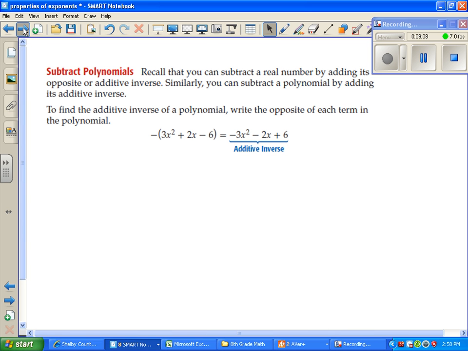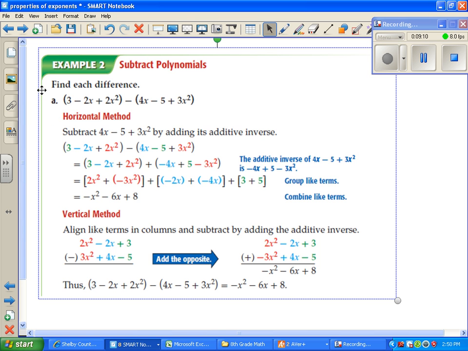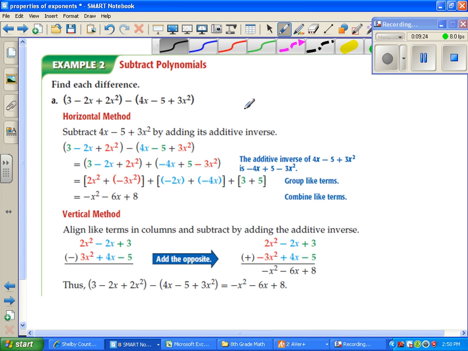Okay, looks like about everybody. Let's then move on with the subtraction problem. 3 minus 2x plus 2x squared minus 4x minus 5 plus 3x squared. Now try not to skip too many of the steps. I like to go ahead and change this to add. Change this to negative 4x plus 5 minus 3x squared.